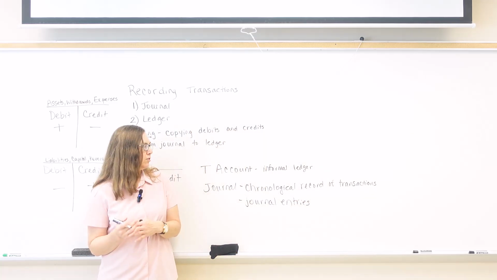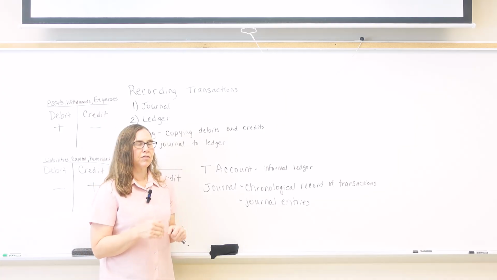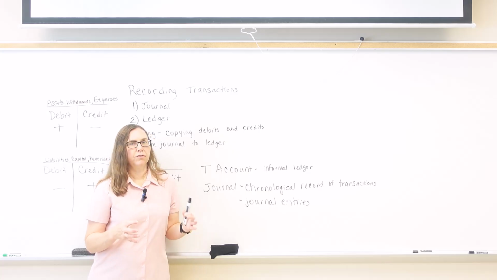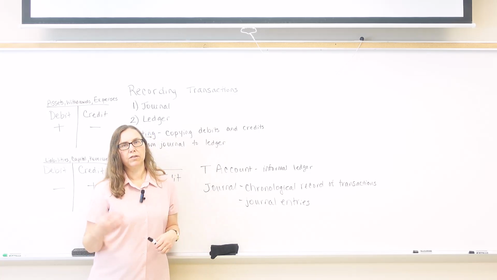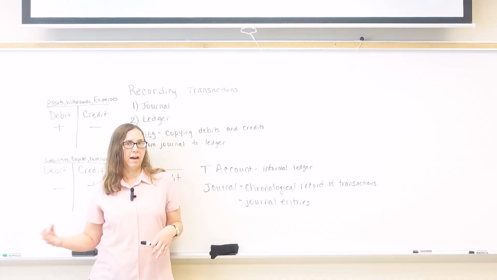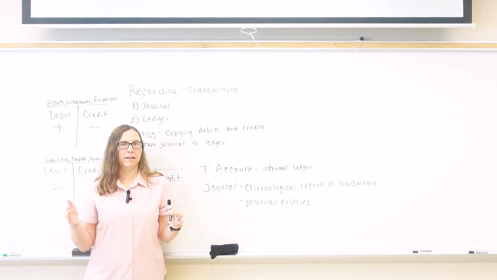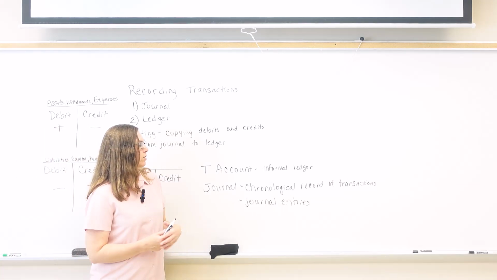Very basic, very straightforward. And I'd already said in a previous video that this is in chronological order by date. So if you want to know what happened on a certain day, you would look in the journal. Whereas if you want to know what happened to a specific account, you would look in the ledger because a ledger is organized by account. Okay, but we have to backtrack and learn what a journal entry is.